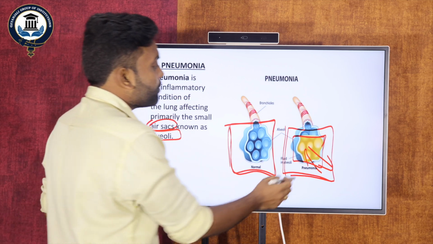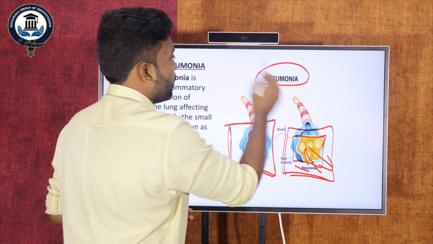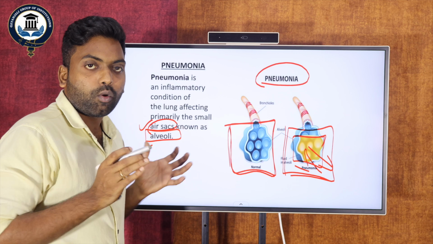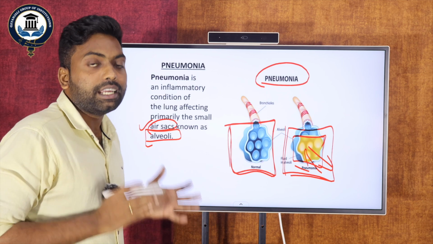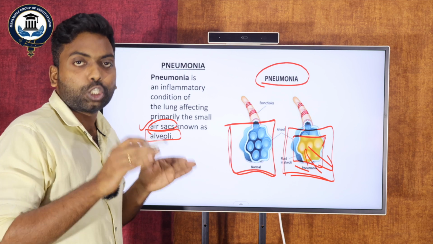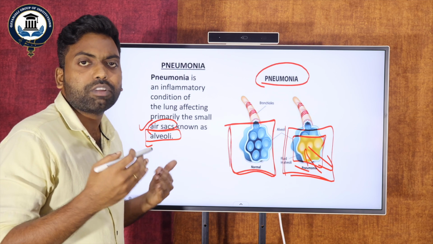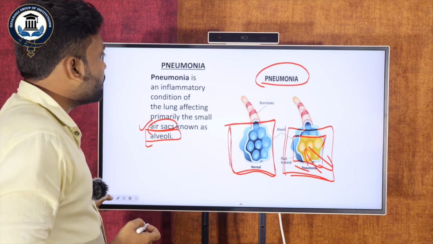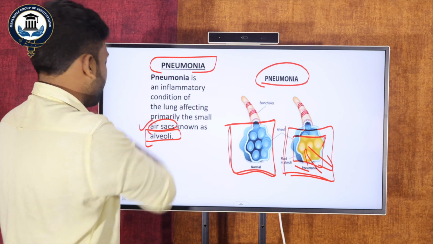In such case that will be called pneumonia. Water accumulation in part of the alveoli, water accumulation in the air sac. In such case the gas exchange will be stopped. When gas exchange is stopped, the respiration ultimately gets stopped. So that disease condition is called pneumonia.